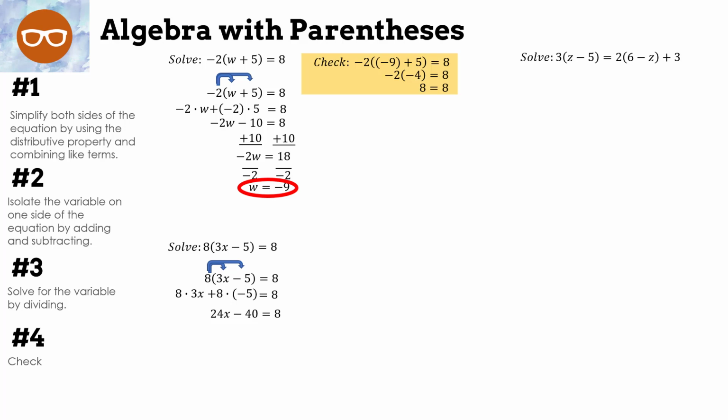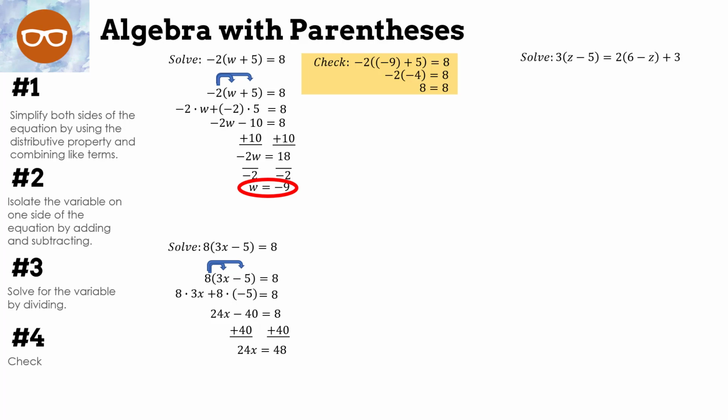Now we want to get 24x by itself. So I have a -40. The opposite of subtracting, or a negative, is adding or a positive. So I'm going to add 40 to both sides of the equal sign. This gives me 24x equals 48, and now I really want to get the letter by itself.